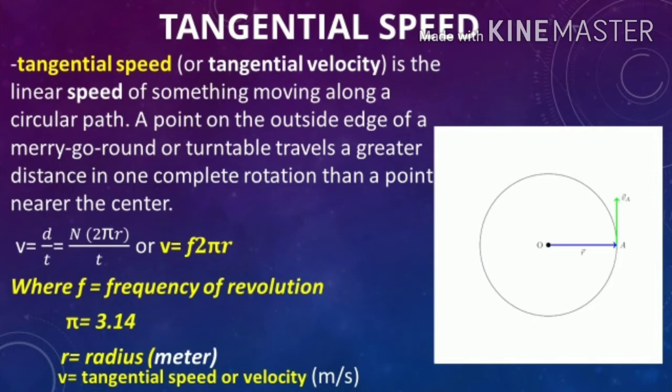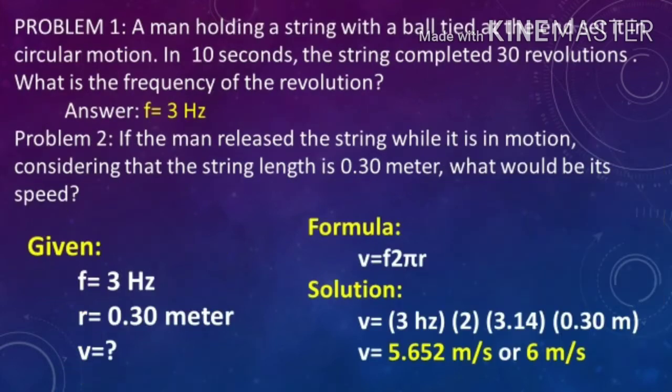The formula for tangential speed is V is equal to F 2 pi r, where F is the frequency of revolution in Hertz, pi is 3.14, r is the radius in meters, and V is the tangential speed with the unit meter per second. Sample problem.